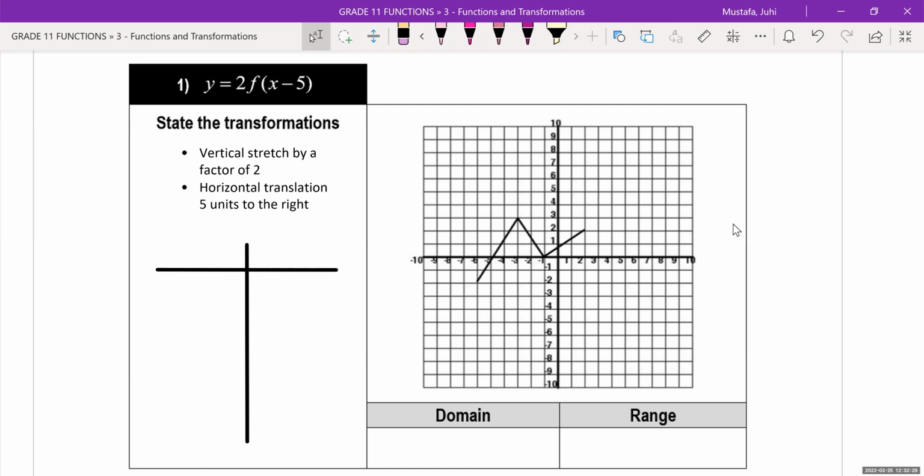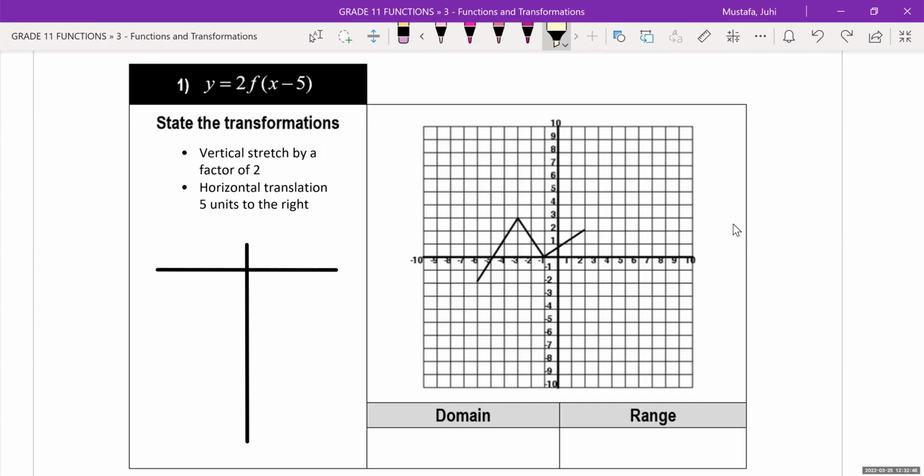Yes, always. So for this function, we have the number 2, and that number 2 is going to give us a vertical stretch by a factor of 2. And then we have a -5 inside of the bracket, and that's going to tell us that there is a horizontal translation 5 units to the right.